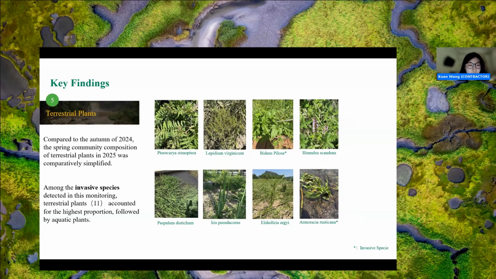concentrated. And among the invasive species detected in this monitoring work, terrestrial plants accounted for the highest proportion, followed by aquatic plants and finally aquatic animals. A total of 11 species of terrestrial invasive plants were recorded, highlighting a need for focused management. Species such as Bidens pilosa and Armoracia rusticana were noted as invasive.